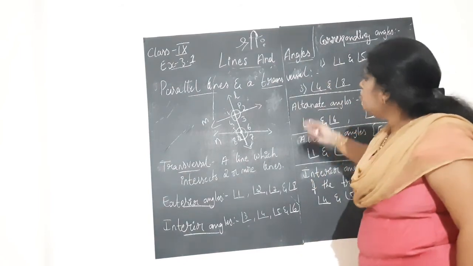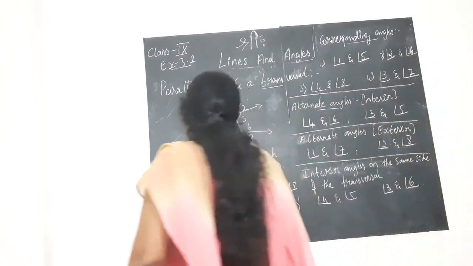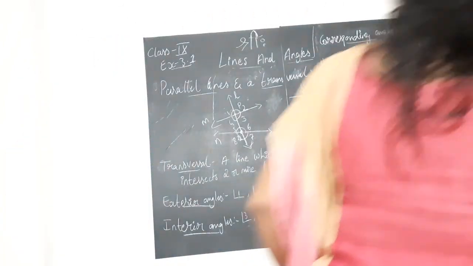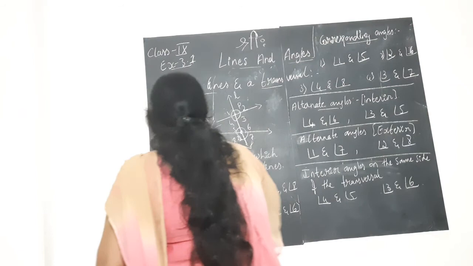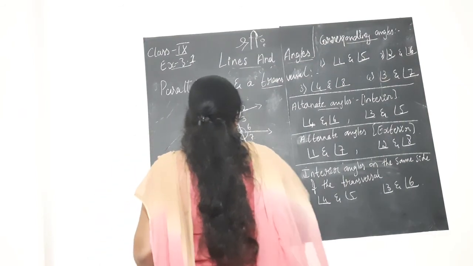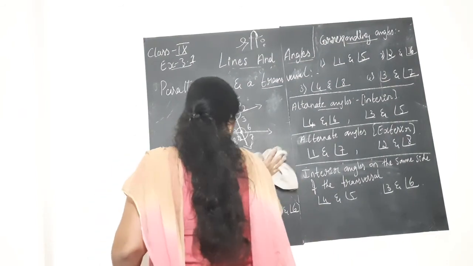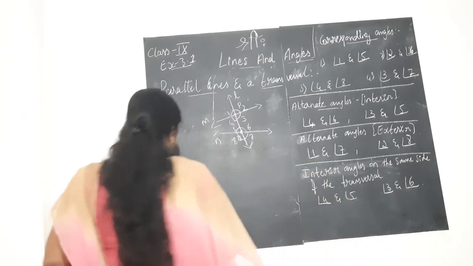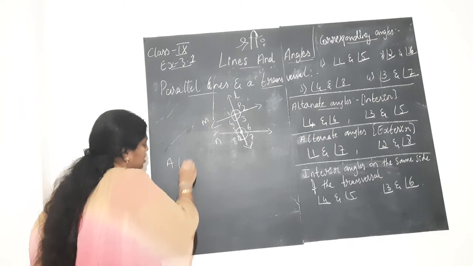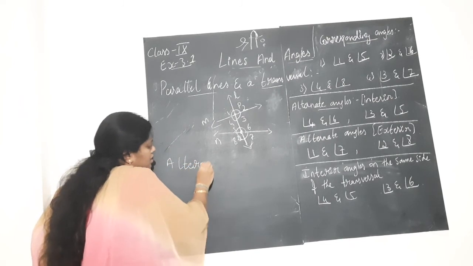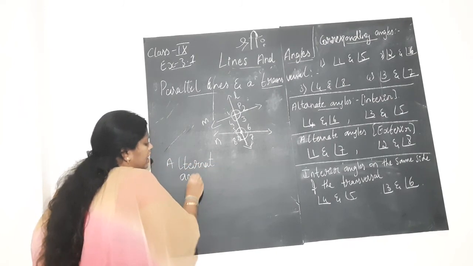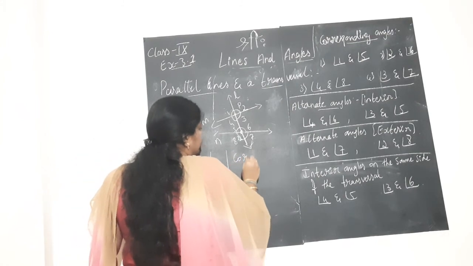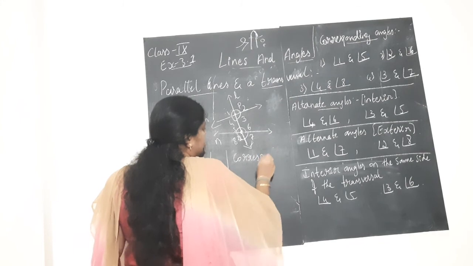Next, to know how to identify alternate angles and corresponding angles, children, in order to explain that, I will just clean the board. I need space. Anyhow, we understood what a transversal is, and what interior and exterior angles are. Now children, the angles that I am teaching are very important even when you come to 10th standard, children. So please concentrate.